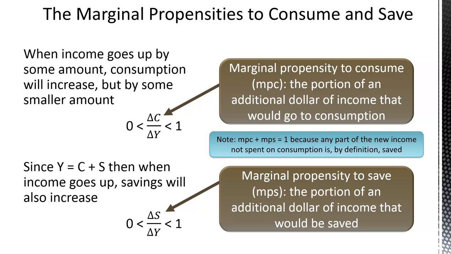Logically, then, you could always find the marginal propensity to save if you had the marginal propensity to consume by taking 1 minus the marginal propensity to consume. Likewise, the MPC would be 1 minus the MPS. So if I told you the marginal propensity to consume was, say, 0.8, then you would know that the marginal propensity to save is 0.2, and so on.